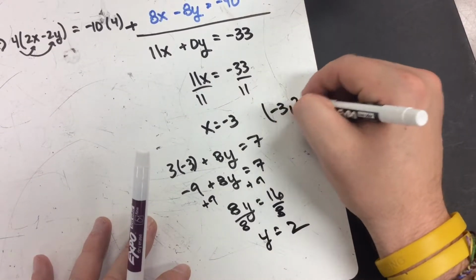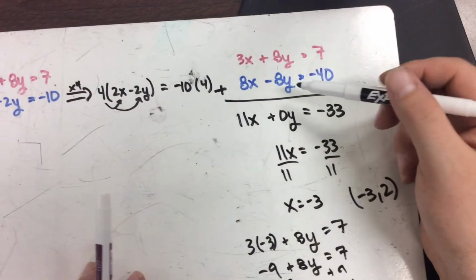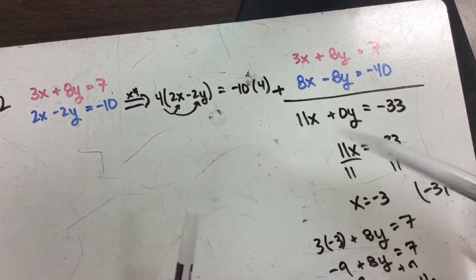That means if we were to graph these two lines, we would expect them to cross at -3, 2. Again, we did this all by setting it up for elimination by multiplying by a factor of 4.